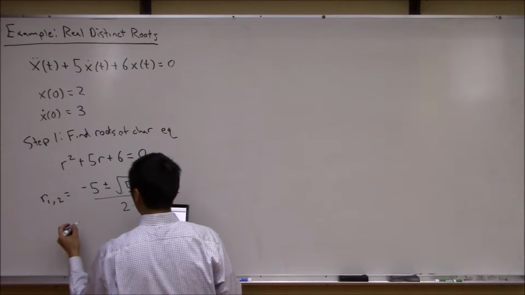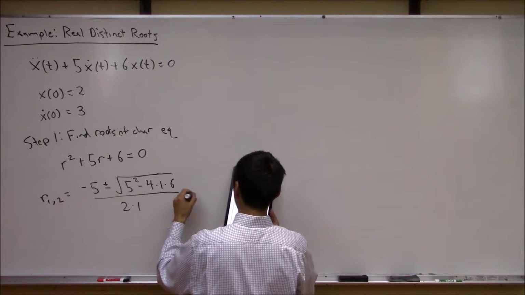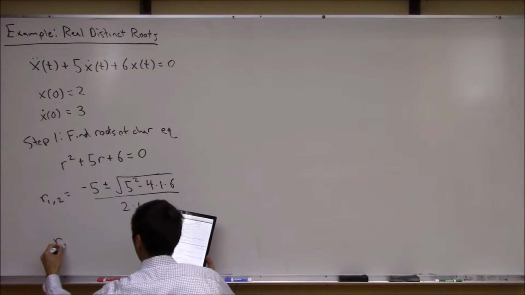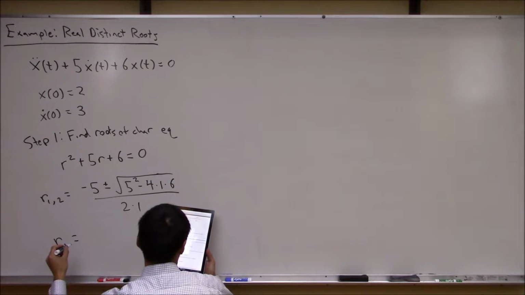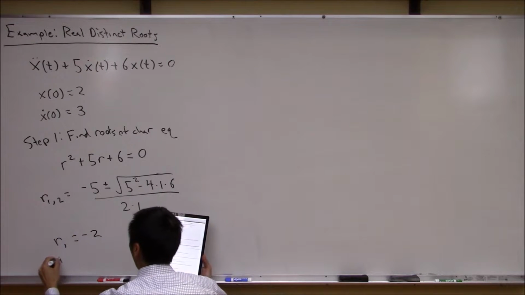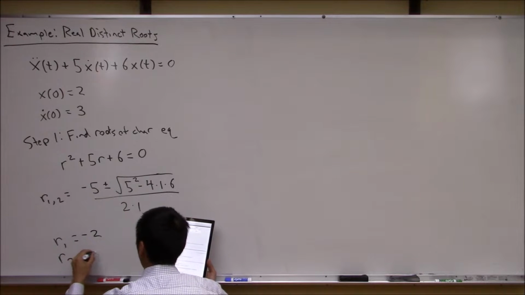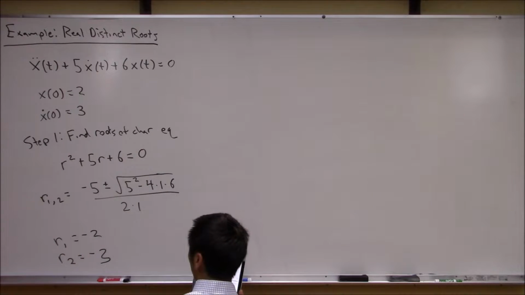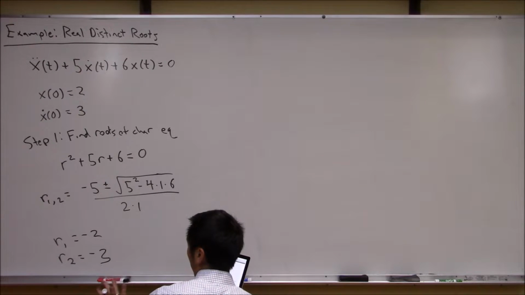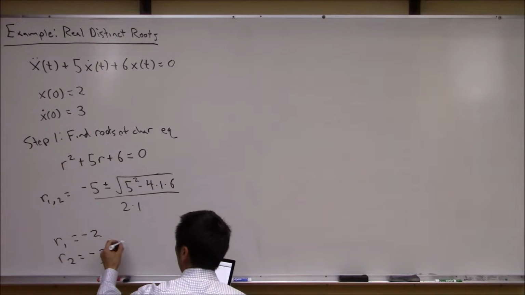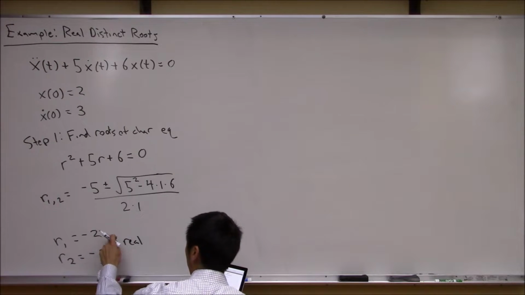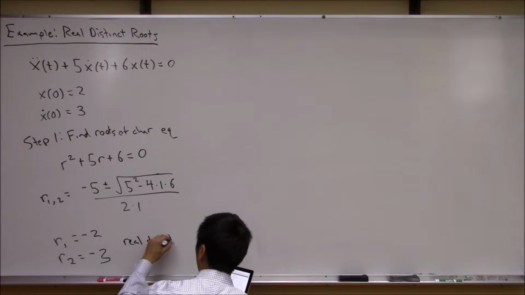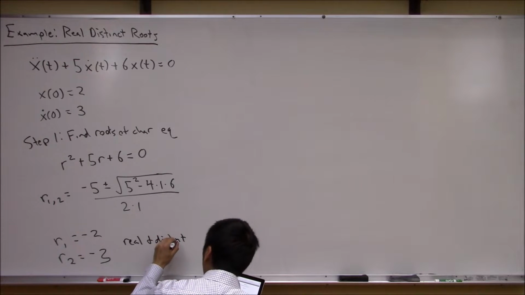Okay, so you do this and you come out with roots: r1 is going to be negative 2 and r2 is going to be negative 3. Whoops, sorry, that should be negative 3. Okay, so there's our two roots. You look at this and ask, what situation do we fall into? Well, you can clearly see that these are real roots, there's no imaginary component, and they're distinct. They are not repeated.